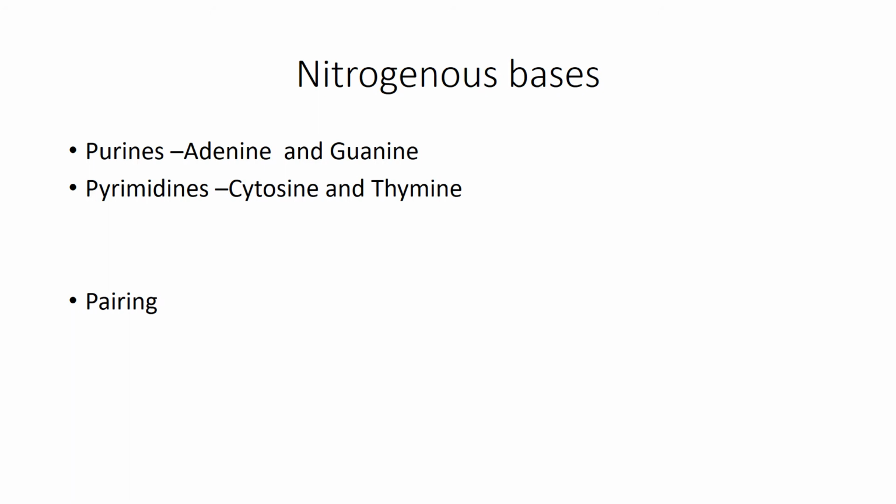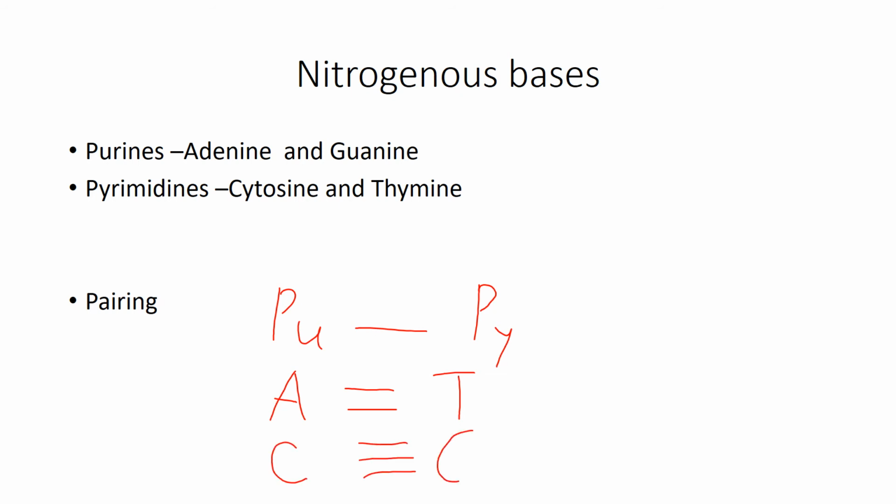Now we come to the pairing. It is a rule which is always followed in DNA, that is a purine, let us write Pu for purine, will always pair with Py, that is pyrimidine. It will never happen that a purine pairs with purine or a pyrimidine pairs with pyrimidine, right? So the pairing of purine and pyrimidine is always fixed, right? If it is adenine, then it will be linked to thymine with a double bond, and if it is cytosine, then it will be linked with guanine with a triple bond, and these bonds are hydrogen bonds, right?